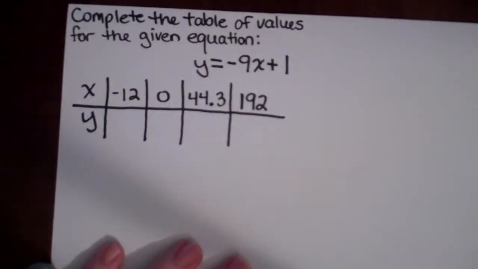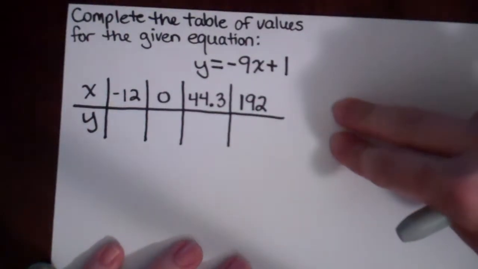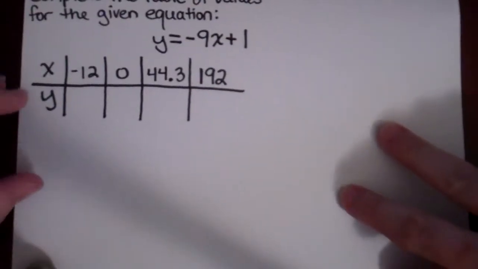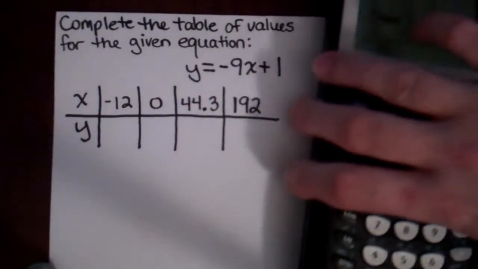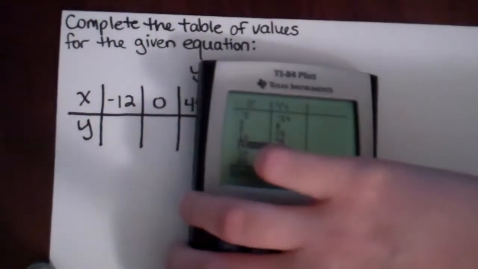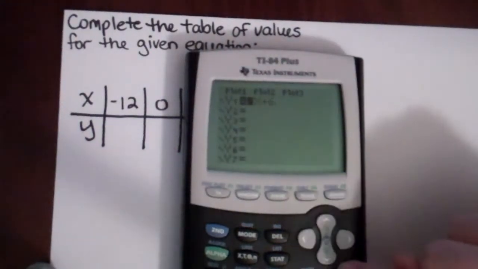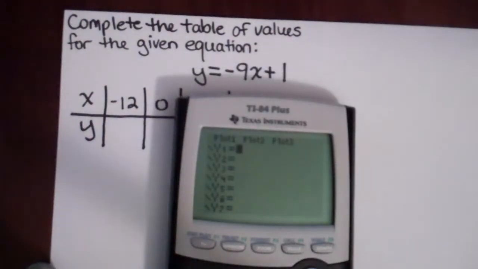Say you have to complete this table, and notice how it's going horizontally this time instead of vertically, and this is the equation that's given. Okay, so we're going to go back to the calculator and go back to your y equals and clear out the old equation, and let's type in our new one, which is -9x, make sure to use a negative, not a minus, plus 1.